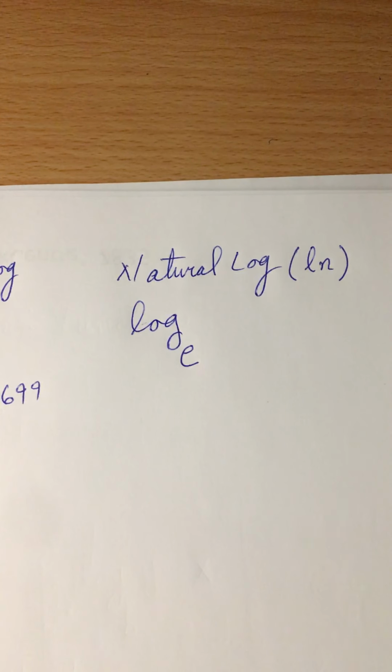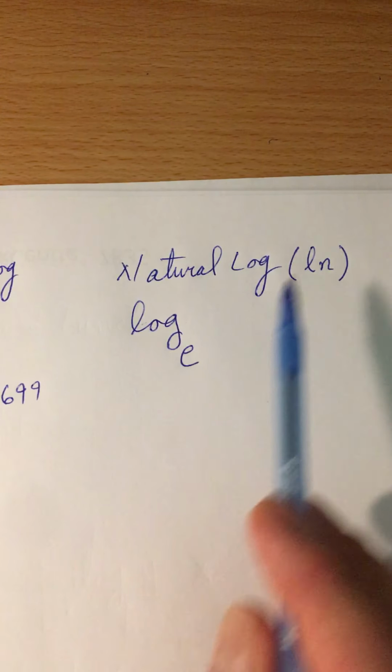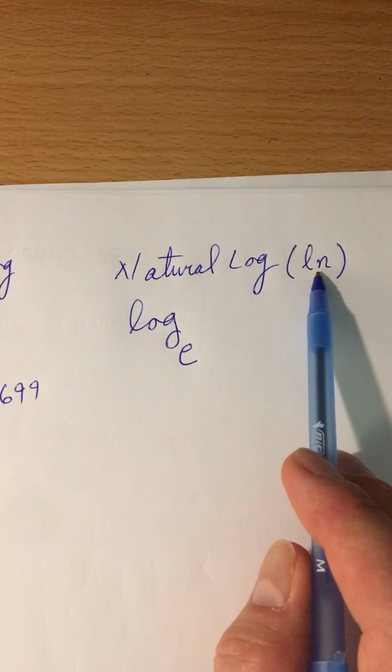Remember we were talking about the natural base number, e, 2.71, that goes on forever. If the base of your logarithm is e, then we call it natural log because of the natural base number. And we have a special symbol for it, ln.